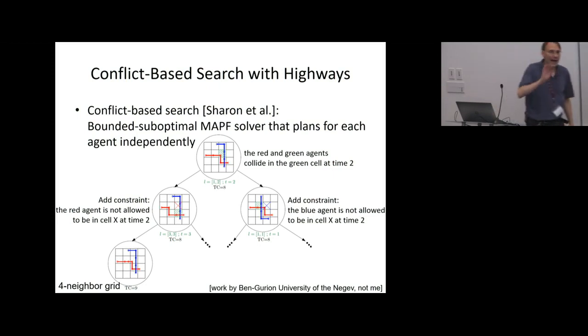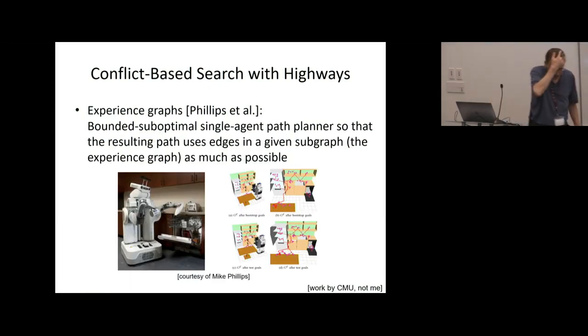Okay, so I want to reduce the number of collisions even more. How do I do it? So here's a cool technique that has been developed in the context of single robot planning, or manipulation planning, in fact. It's a technique that gives you a path, but it uses edges in a given subgraph as much as possible. The technique is called experience graphs. So give me a path, but reuse certain edges, or use certain edges as much as possible.